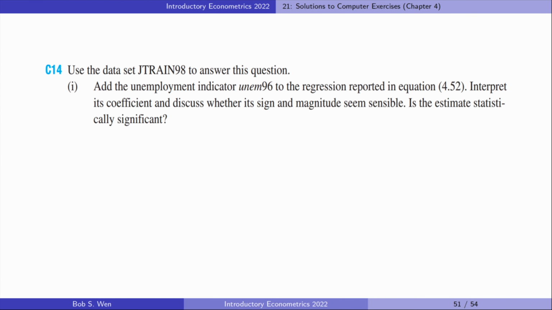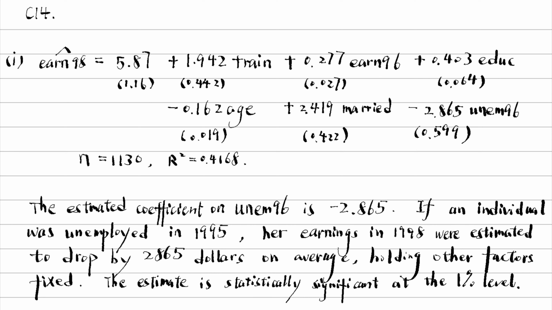We reach the last computer exercise. For part 1, we add the unemployment indicator to the regression. Its coefficient is minus 2.865. If an individual was unemployed in 1996, her earnings in 1998 were estimated to drop by $2,865 on average, holding other factors fixed. The estimate is statistically significant at 1% level.